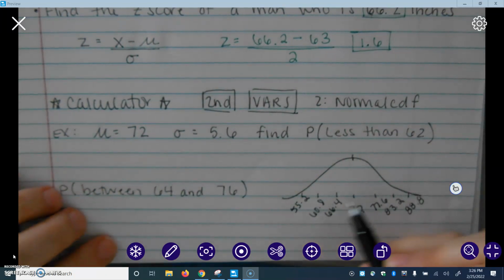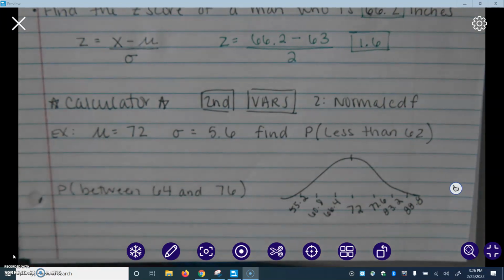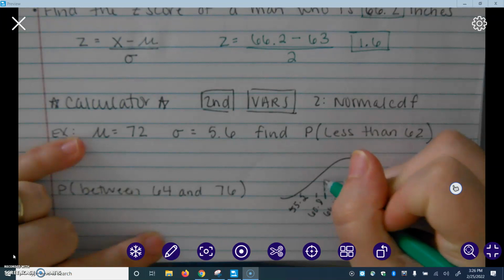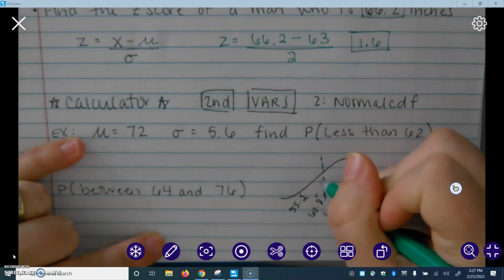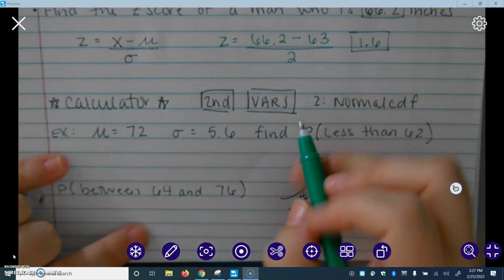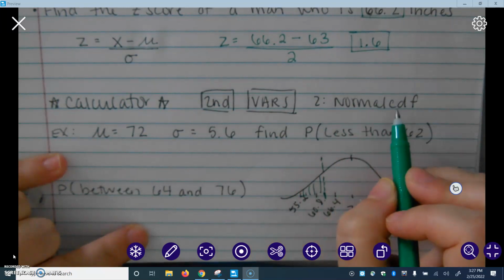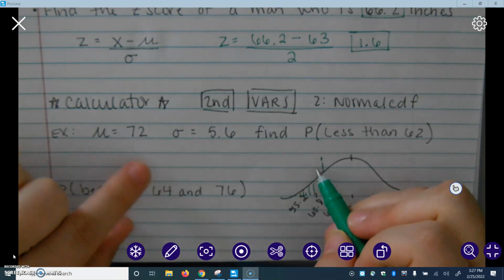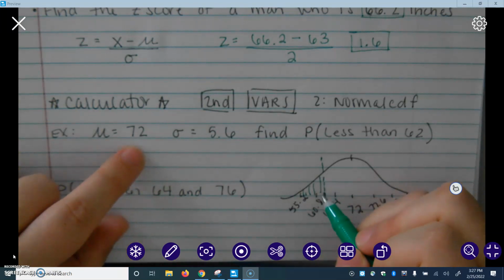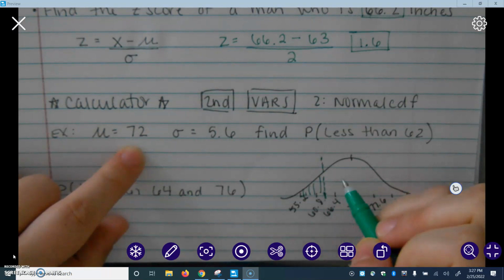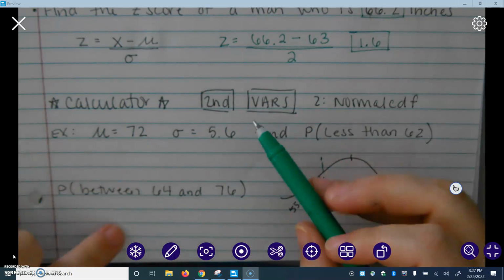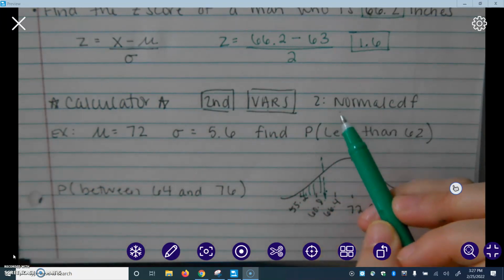So you can see 62 is not an exact standard deviation. It would be somewhere in here. So if it was multiple choice, I might be able to estimate with that percentage. But we're going to have to use the normal CDF to find the area that is to the left of that. You could also use the z-score formula to find the z-score and then use the z-score table to find this answer as well. But we're going to hit second vars and choose option 2.